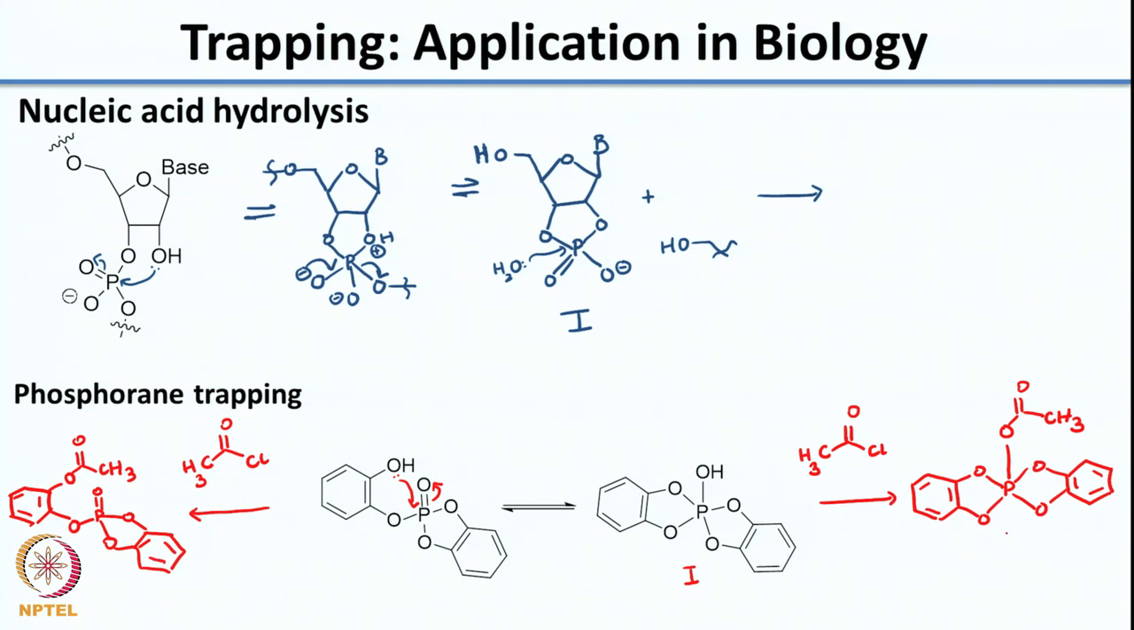So the fact that this product could be isolated, I will call this P1, indicated formation of the intermediate I. So this is a very simple method by which one can indirectly show formation of the intermediate I by trapping it as the acetyl adduct. Once you form the acetyl adduct, you know that you have found this particular cyclic phosphorane intermediate in this mechanism. And indirectly, this was used to ascertain that during nucleic acid hydrolysis, such an intermediate is actually formed.